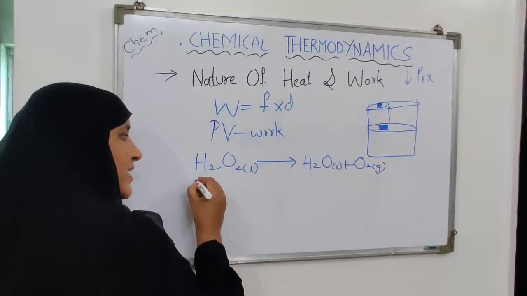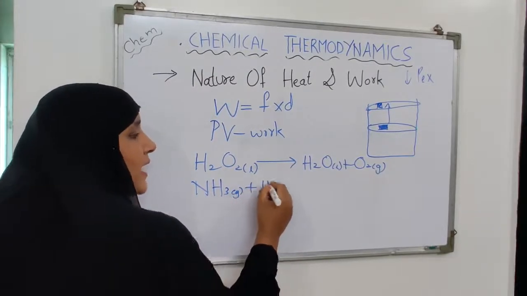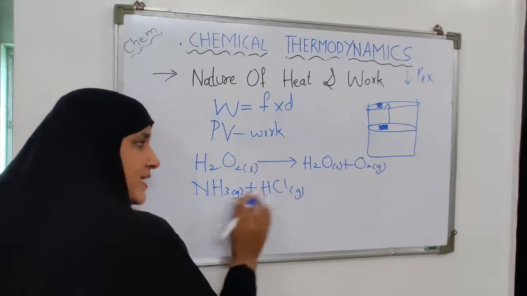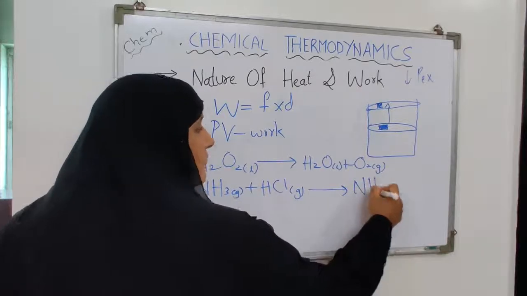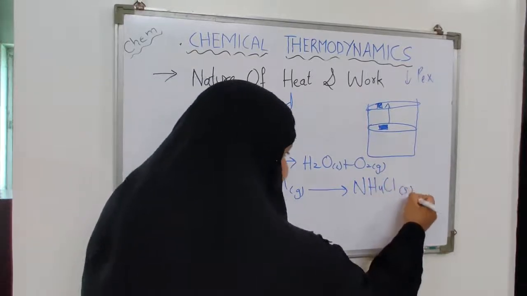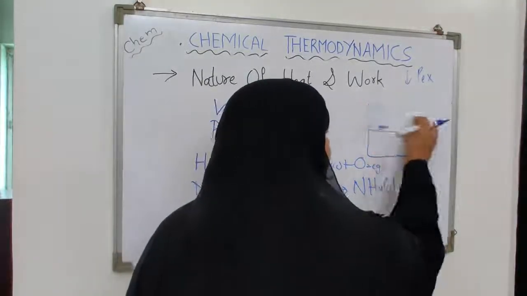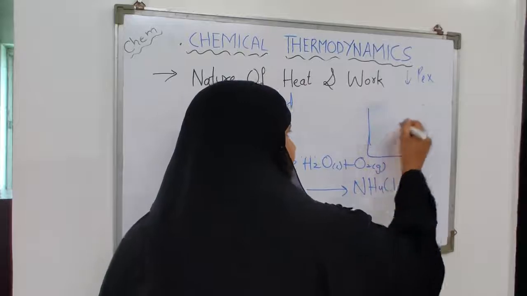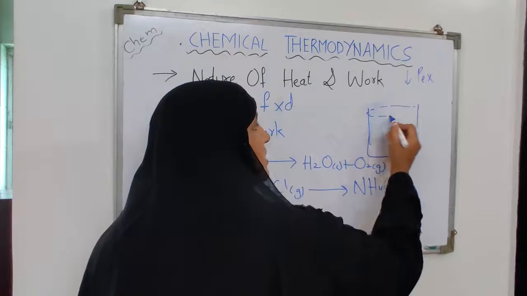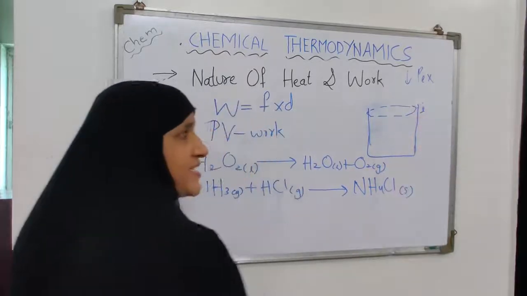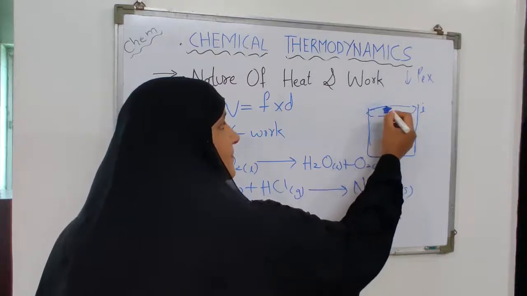Now let's assume the reaction of ammonia gas with hydrochloric acid gas. These two are gases. They react and form ammonium chloride salt, which is solid. Now when this happens, what happens here? Again you consider a cylinder in which this reaction will happen. So initially, this is the initial position of the piston. Again on this piston we have kept some mass.